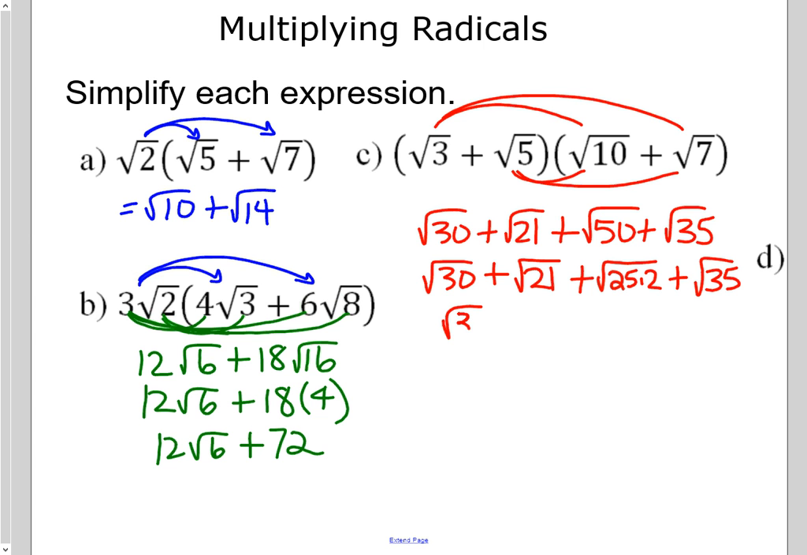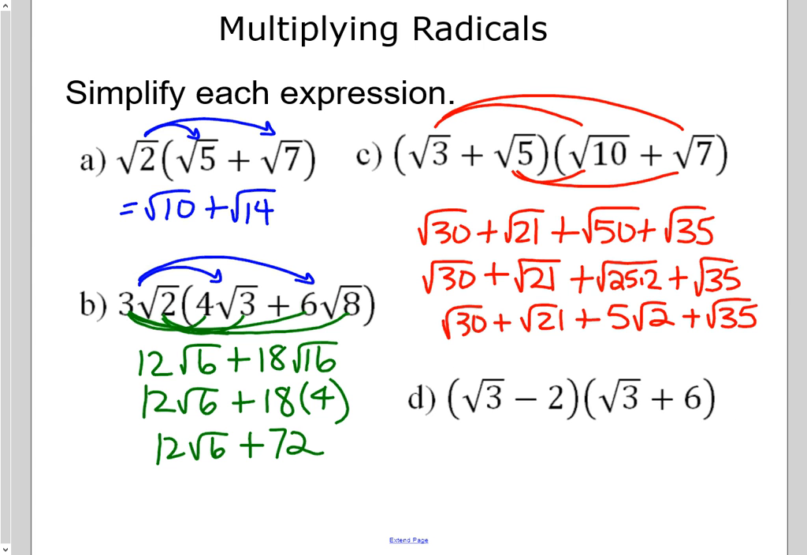So root 30 plus root 21 plus 5 root 2, because the square root of 25 is 5, plus square root of 35. And from what I can see, there is nothing there that I can put together. So I just stop. Can't continue on. All right.